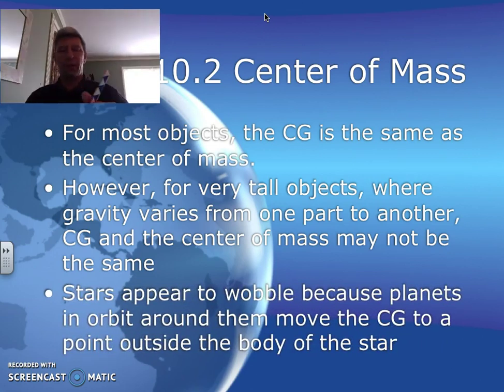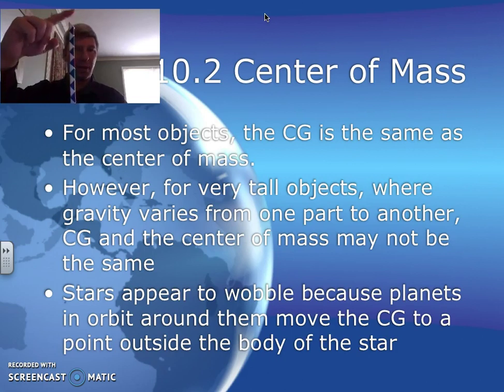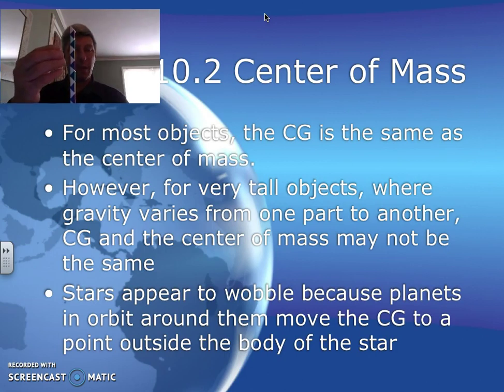All right. So let's say this thing, I don't know what this is, one of my kids' toys, represented a very tall building. Gravity works more here and less here, because this point is further away from the surface of the Earth. Now the center of mass is going to be right in the middle of the building, wherever it happens to be. But the center of gravity might be a little bit lower, because the bottom of the building is being pulled more than the top of the building.